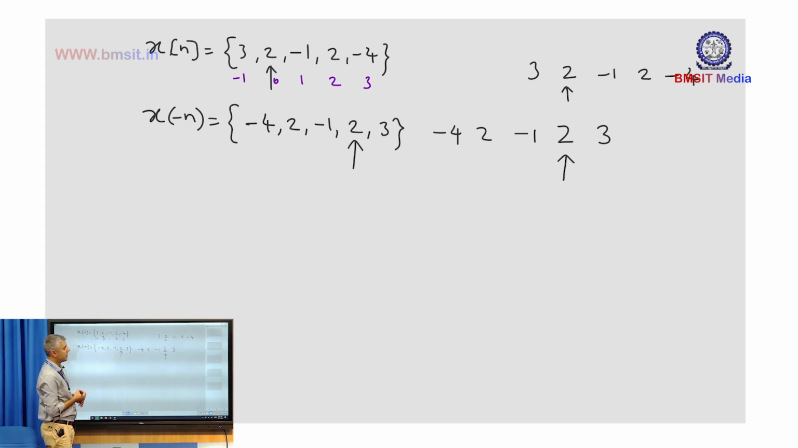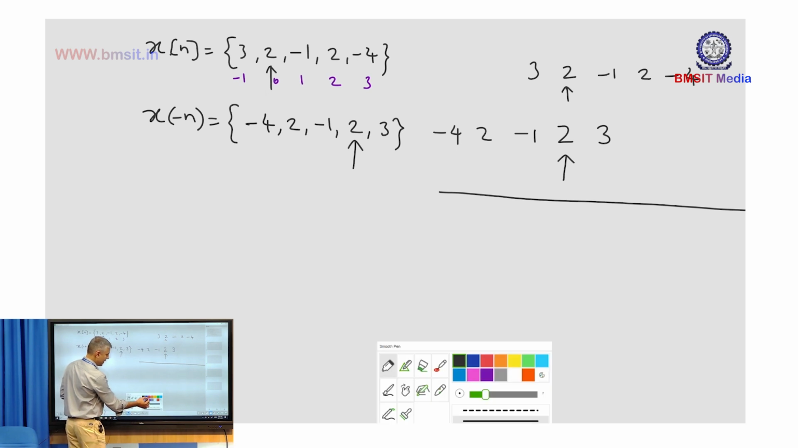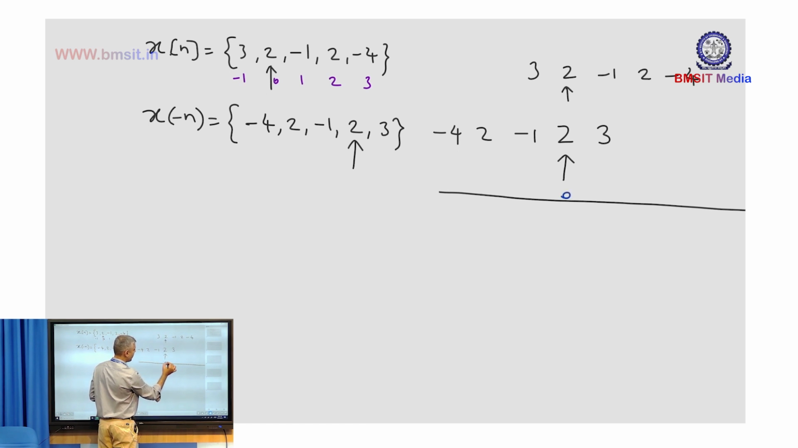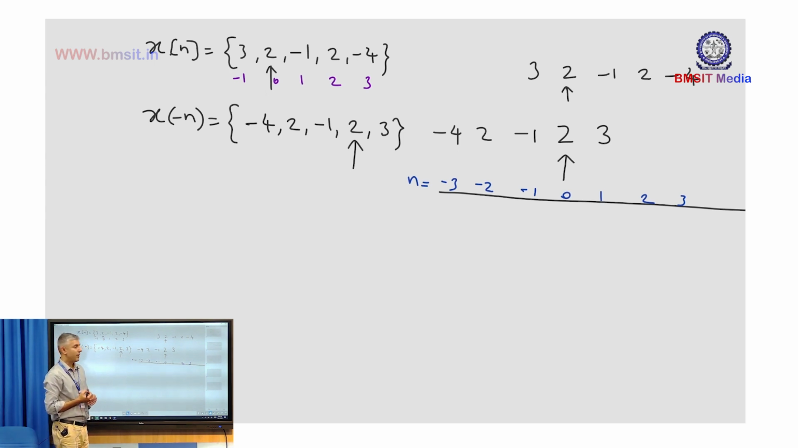Now the task is to add these two signals. Let us look at the possibilities. At location 0, this is the 0th value. This is 1, this is 2, location 2, and this is 3. Similarly, this is -1, this is -2, and this is -3. So this is n, the index value: -3, -2, -1, 0, and so on.